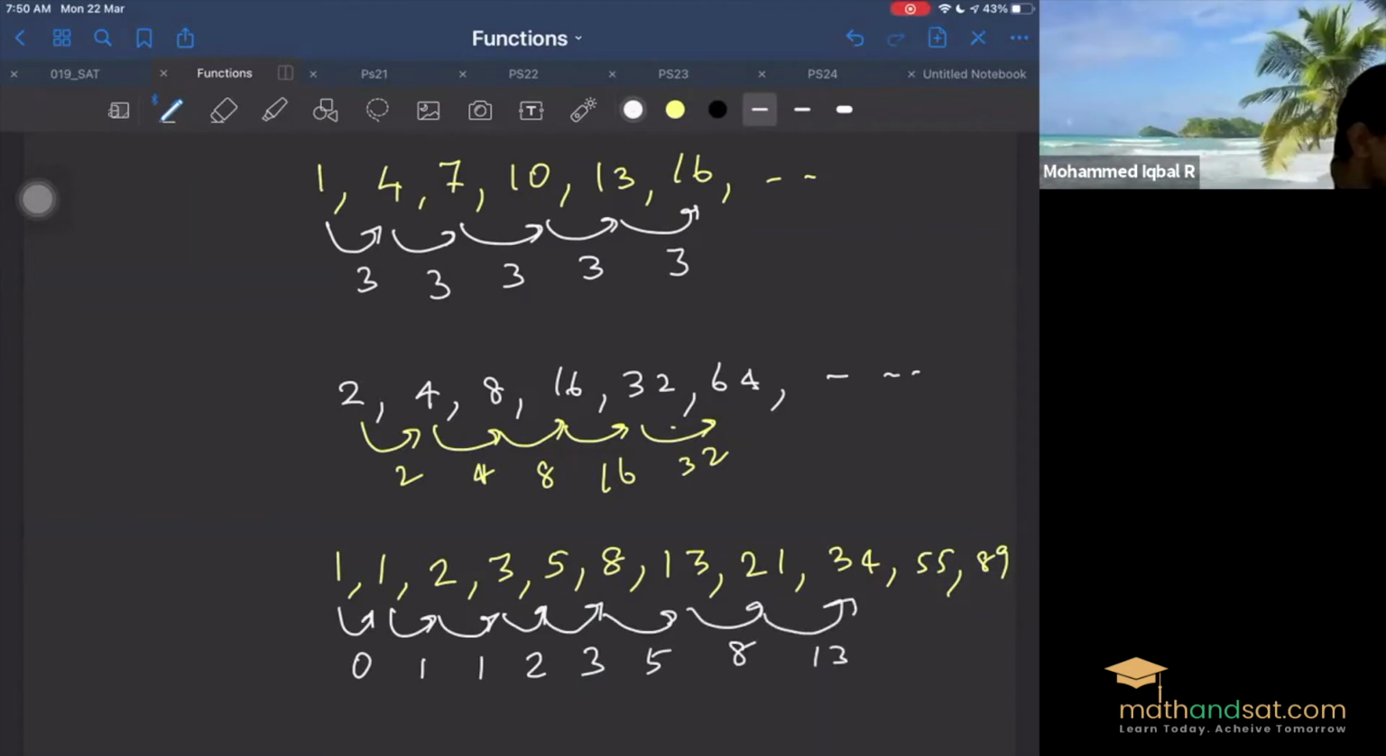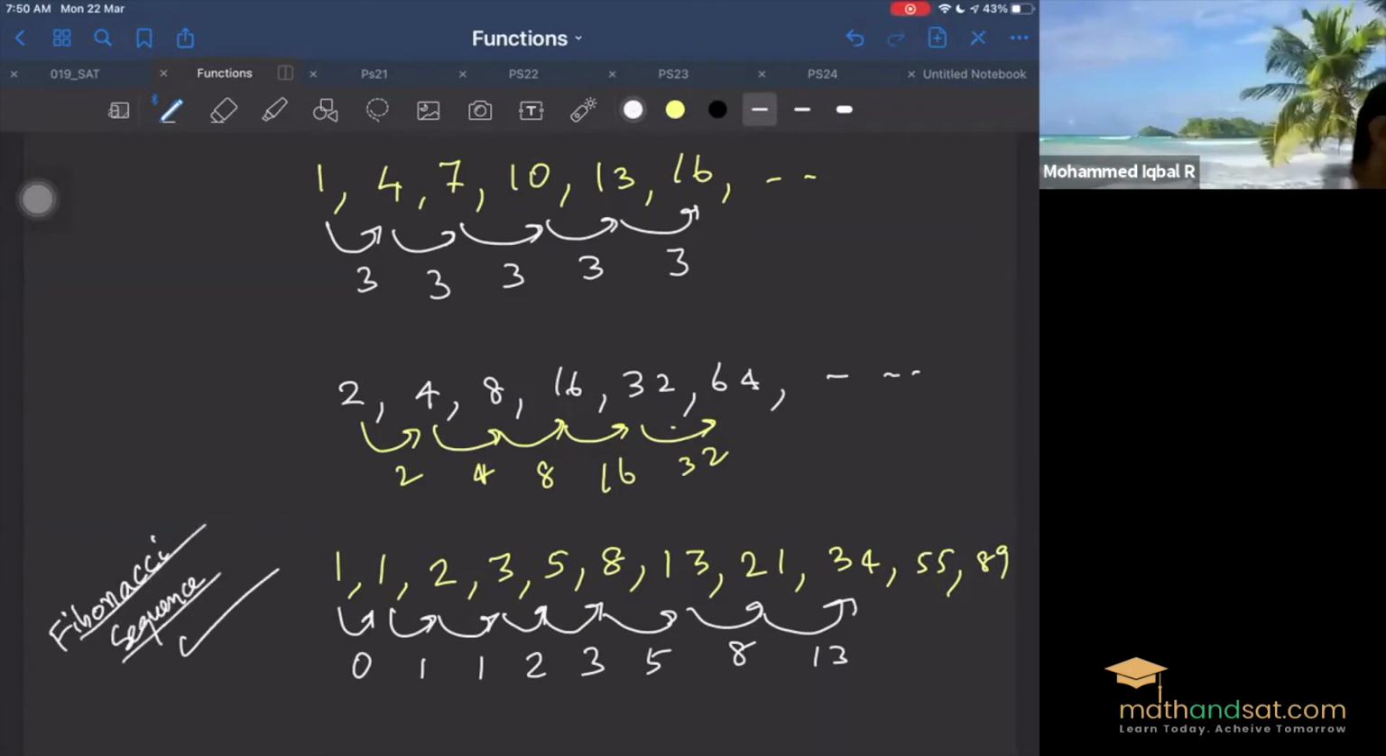By the way, this is not a random sequence of numbers. This is a very popular sequence of numbers called the Fibonacci sequence. Have you heard of this name Fibonacci? Have you heard of this sequence before? Okay. The first numbers are 1 and 1. Then you keep adding two consecutive terms to get the next term. So 1 plus 1 is 2, 2 plus 1 is 3, 2 plus 3 is 5, 3 plus 5 is 8, 5 plus 8 is 13, and so on.